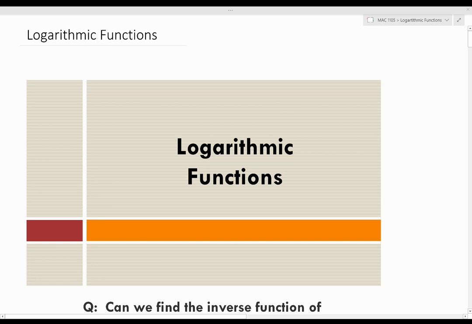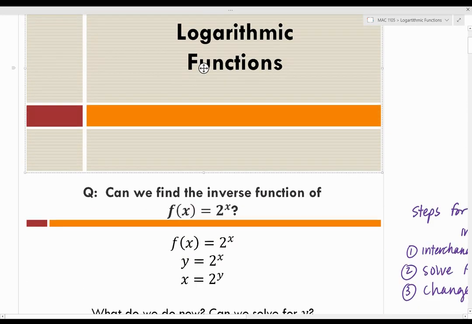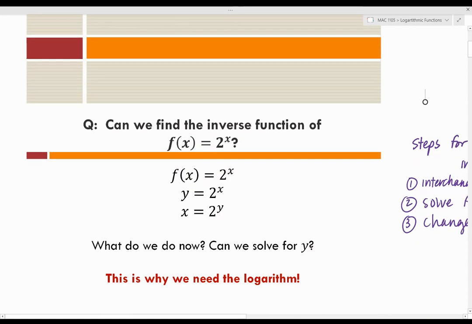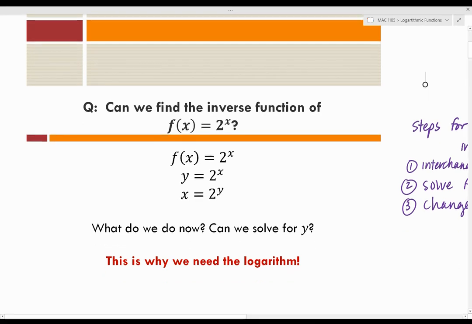Hey, you guys, in this section, we're going to be talking about logarithmic functions. Okay, so let's look at this. The question that they ask us is, can we find the inverse function of f of x equals 2 to the x? In our previous section, we know that 2 to the x is an exponential function, and we can tell that because the variable is in the power, which is the exponent.